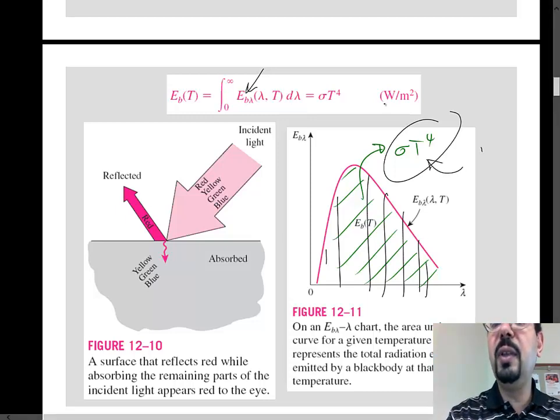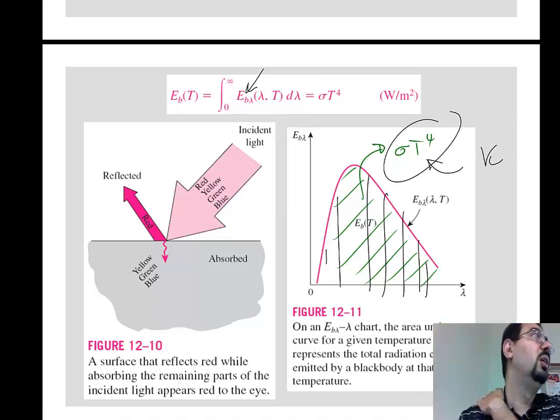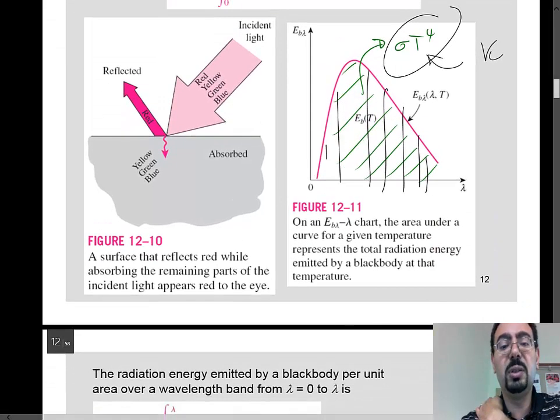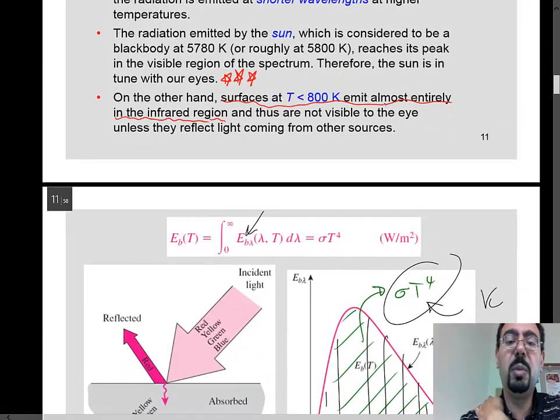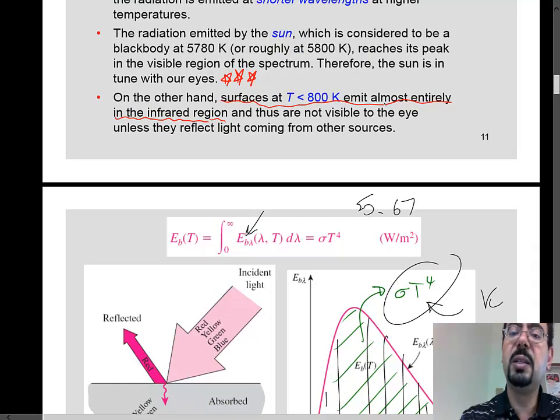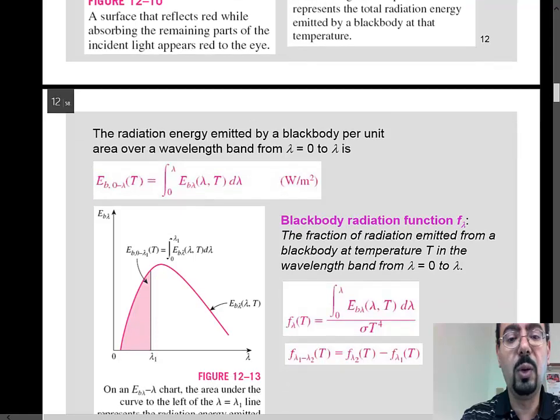T here is in Kelvin, so always remember that, it's a big famous mistake. They put it in degrees centigrade. No, T should be in Kelvin, and sigma, that's the Stefan-Boltzmann constant, right? And that number is the easiest number you could ever remember: 5.67 multiplied by 10 to the power minus 8. Watt per meter square. Sorry, watt per meter square Kelvin to the power 4. You will see the number in a second.